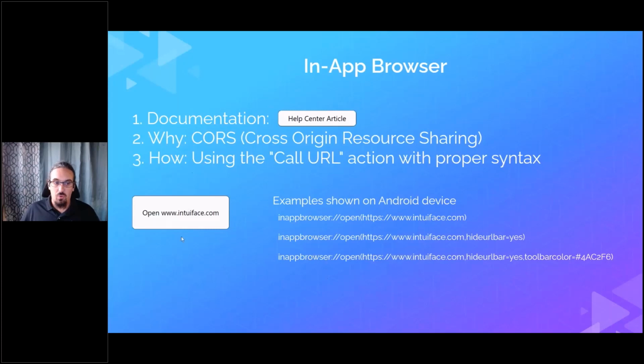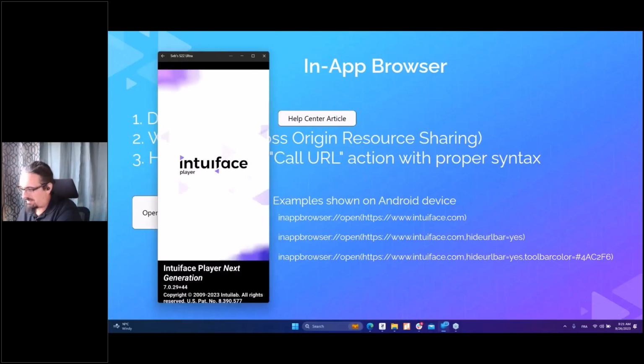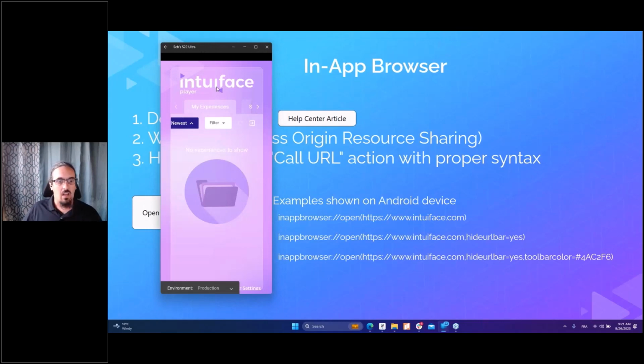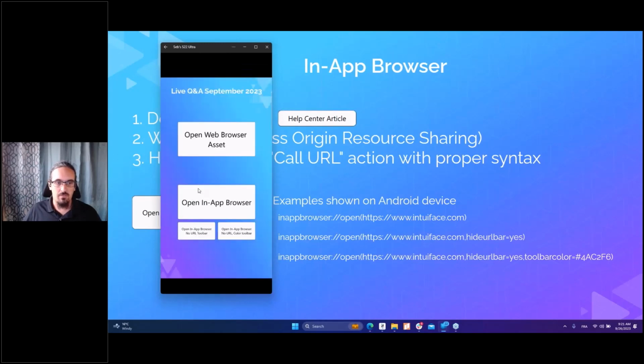So if we look into Composer, I have this button here. Right now I'm on Windows. So if I press that button, basically it does nothing. So let me bring in the first time I'm trying to do that. So bear with me. Unlock, unlock. All right, that's my phone. Android phone here, running player next gen. I'm going to launch this Q&A Android web app where I have a few buttons.